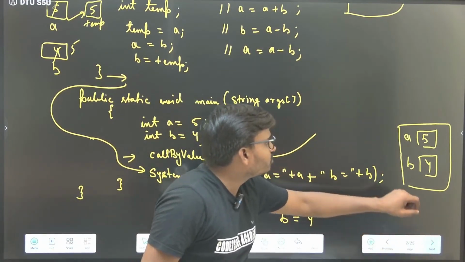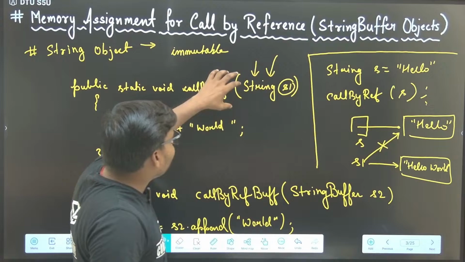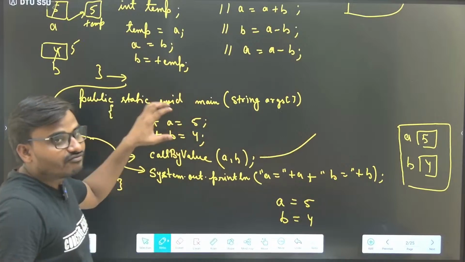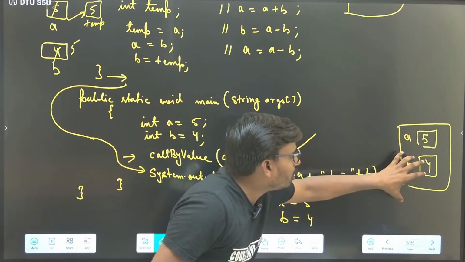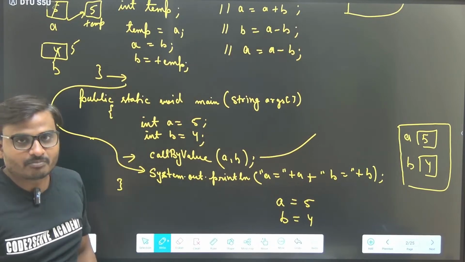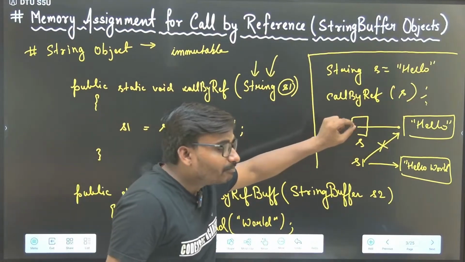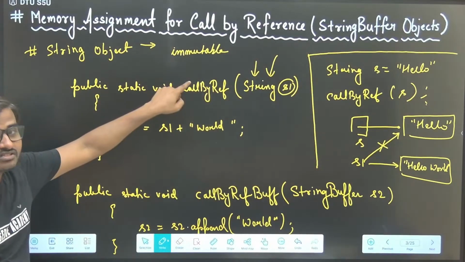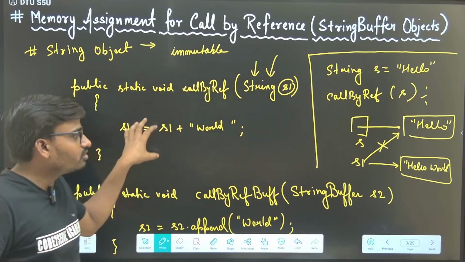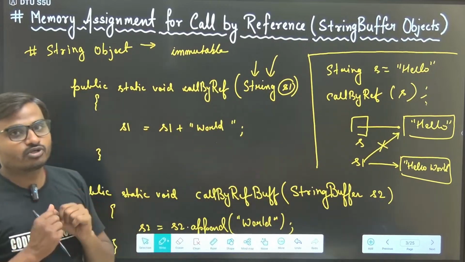Like here, if you see, when you pass the value of S, this hello is created, and even though it comes over here, it still points to this. But in case of call by value, what was happening? This was a separate copy, and again there was a separate allocation of A and B in the memory separately. But in case of call by reference, there is only one copy. But with string, since it is immutable, even though there was one copy, when you try to make some changes on it, it will point to a new memory location. That you have to keep in mind.